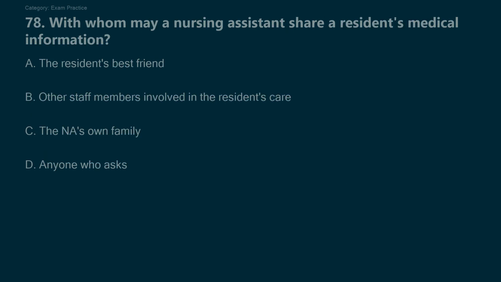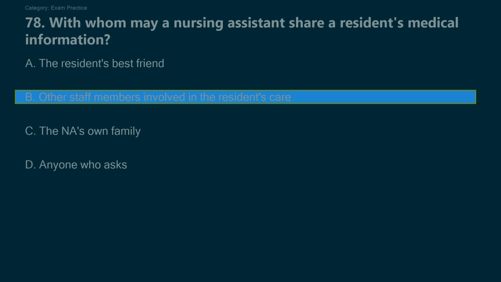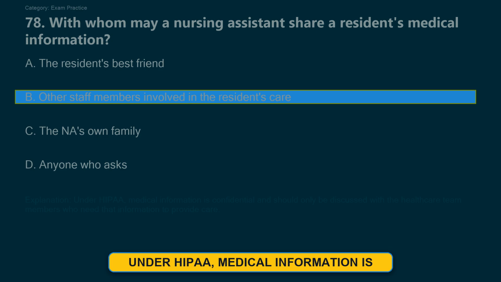Question 78. With whom may a nursing assistant share a resident's medical information? Option A, the resident's best friend. Option B, other staff members involved in the resident's care. Option C, the NA's own family. Option D, anyone who asks. The correct answer is option B, other staff members involved in the resident's care.